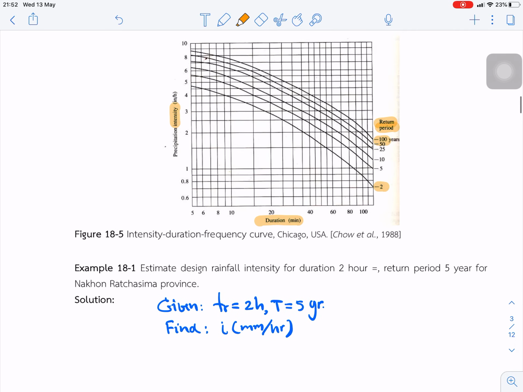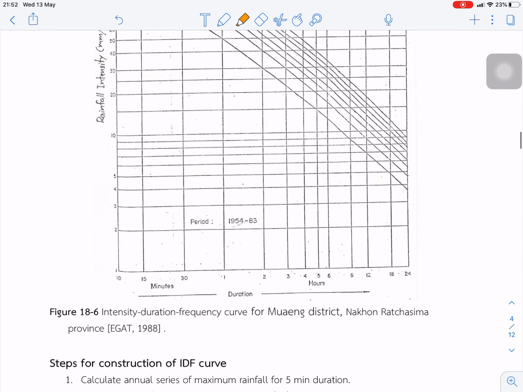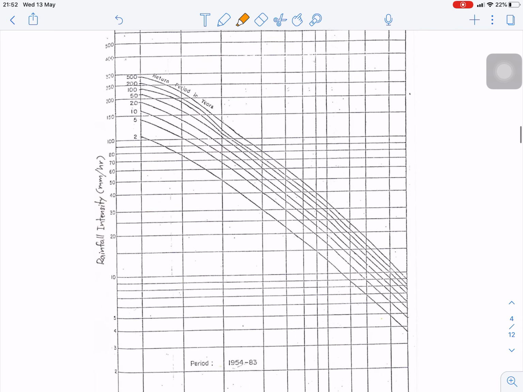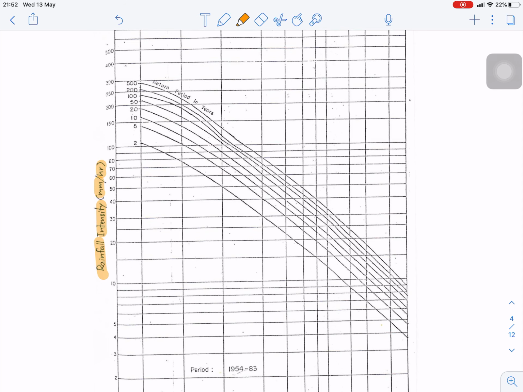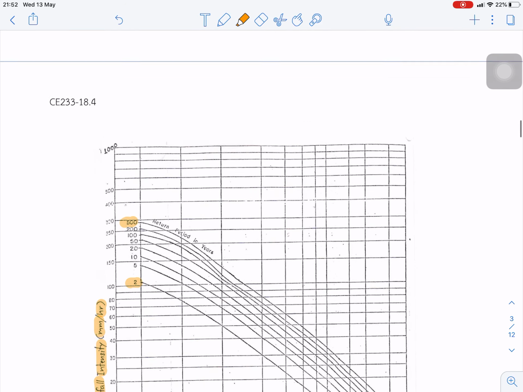Next, we can look at the figure of the IDF curve for Nakhon Ratchasima province. This axis is from minutes to hours, and this vertical axis is rainfall intensity in millimeters per hour. These lines show the return period from 2 years to 500 years. Okay, we can practice using this IDF curve.